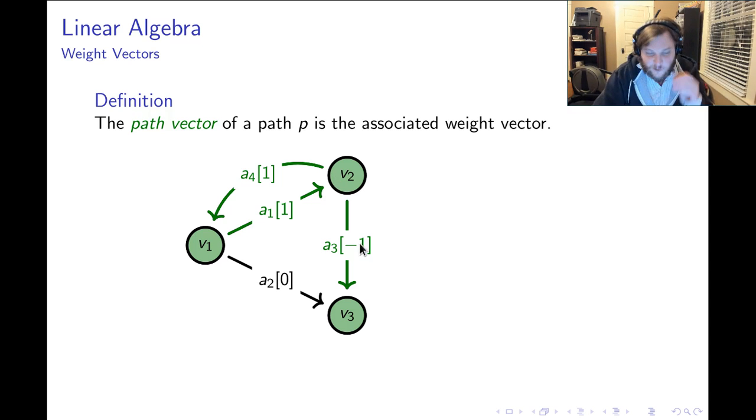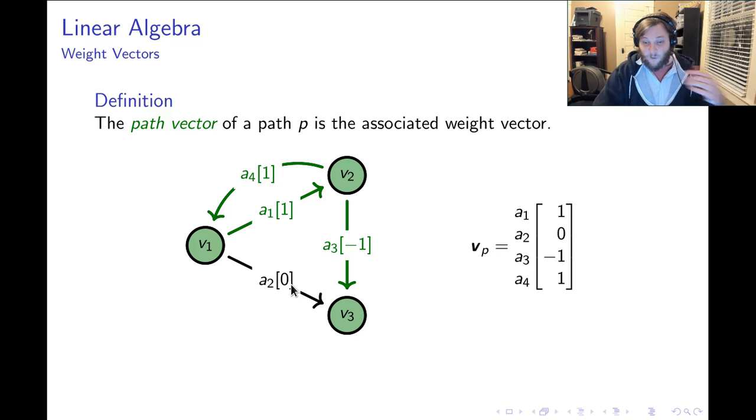And so if you look at the weights in this digraph, the weights tell us the path we're taking. The weight on A3 is -1, which indicates that we traveled against A3. The weight on A4 is 1, which indicates that we traveled with A4. And the weight on A1 is 1, which indicates that we traveled with A1. And note that we ignored the arrow A2, so that gets a weight 0. The path vector is the weight vector for this weighted graph.